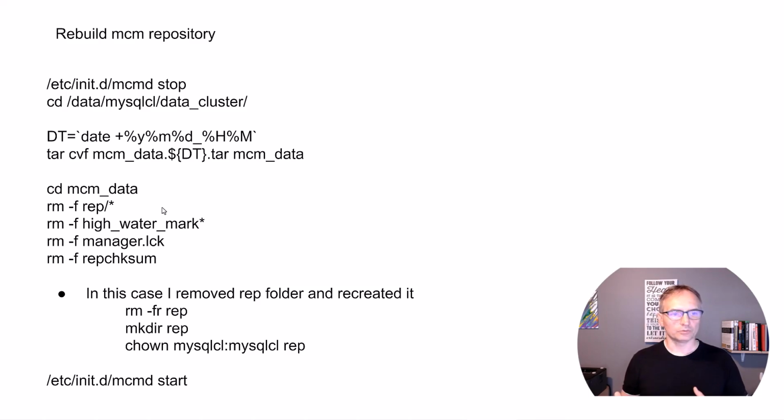Now, on the way to troubleshoot, I just go and rebuild the repository. I have one MCM which is working, and that MCM is providing me the repository. Then I'm just taking a backup of the current repository folder, deleting the rep folder, high watermark, manage log, and rep zone. And now when MCM finally starts, it will rebuild this repository. Of course, we still have a problem with the start, right?